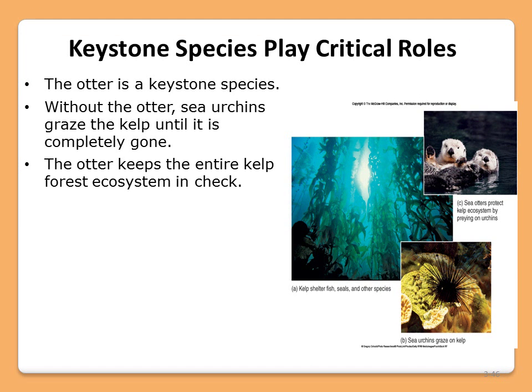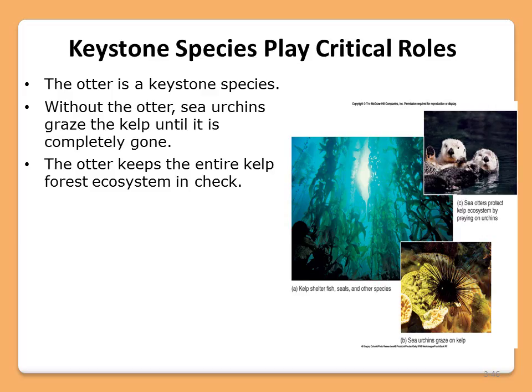Keystone species usually have some kind of critical role that they play in the environment. So we talked about the beaver creating wetland habitat and the fig producing that year-round fruit. The otter is another example of a keystone species.